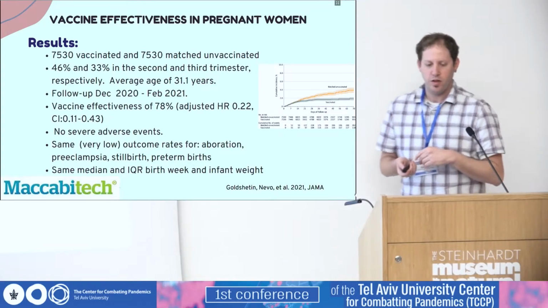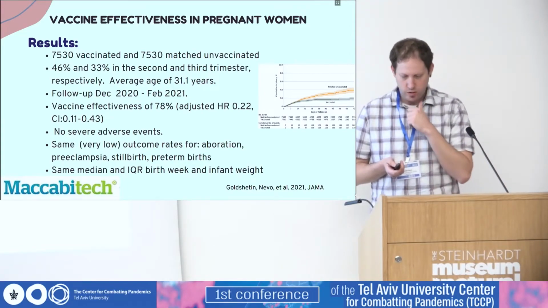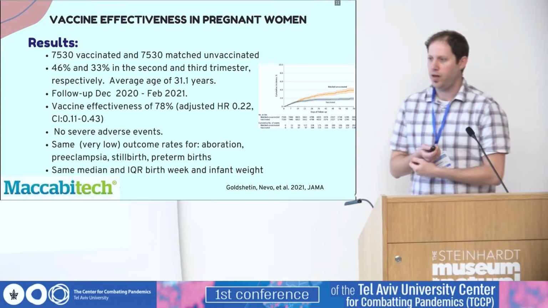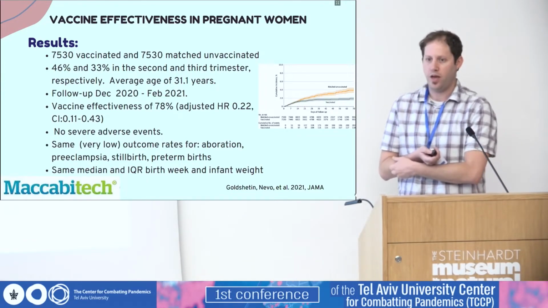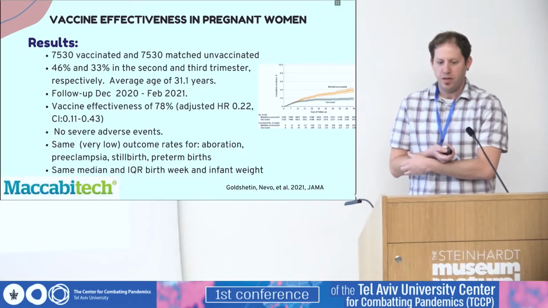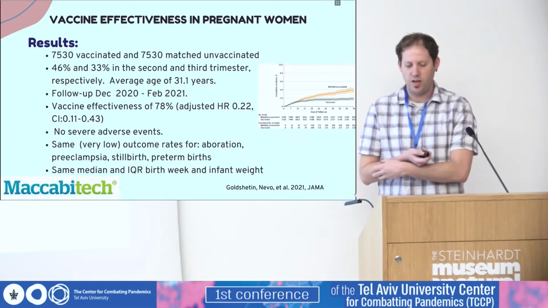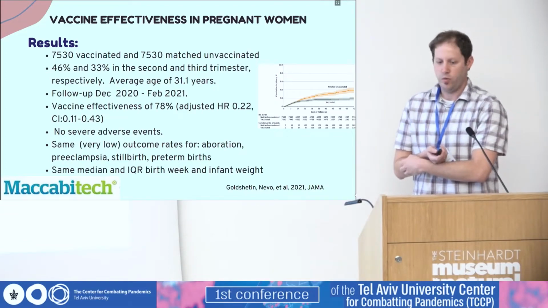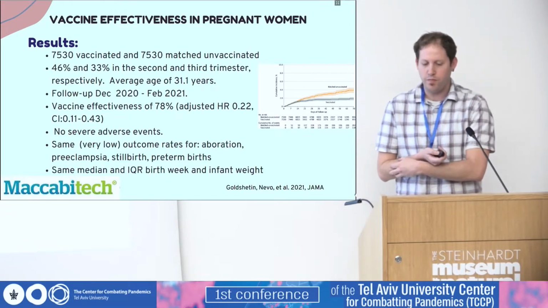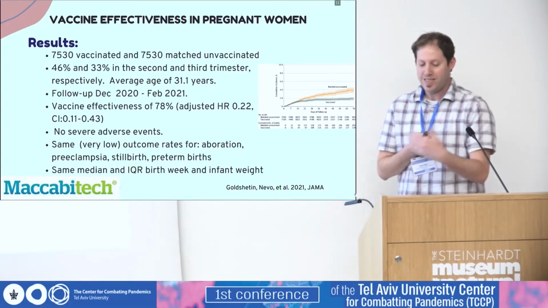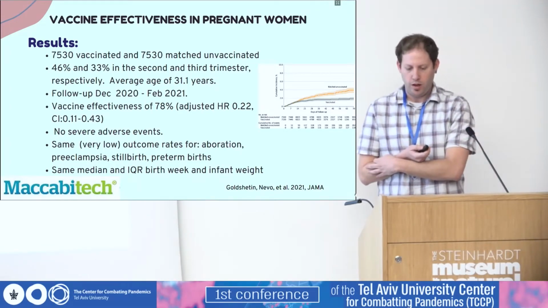7,500 matches. I have some descriptive results here, but maybe the most important thing is that vaccine effectiveness, measured by adjusted hazard ratio, was about 78%. In this sample of 7,500 people, we didn't see any severe adverse events, and, this was particularly important, we saw the same very, very low outcome rates for abortion, stillbirth, preterm birth, the same median and IQR for birth week and infant weight.